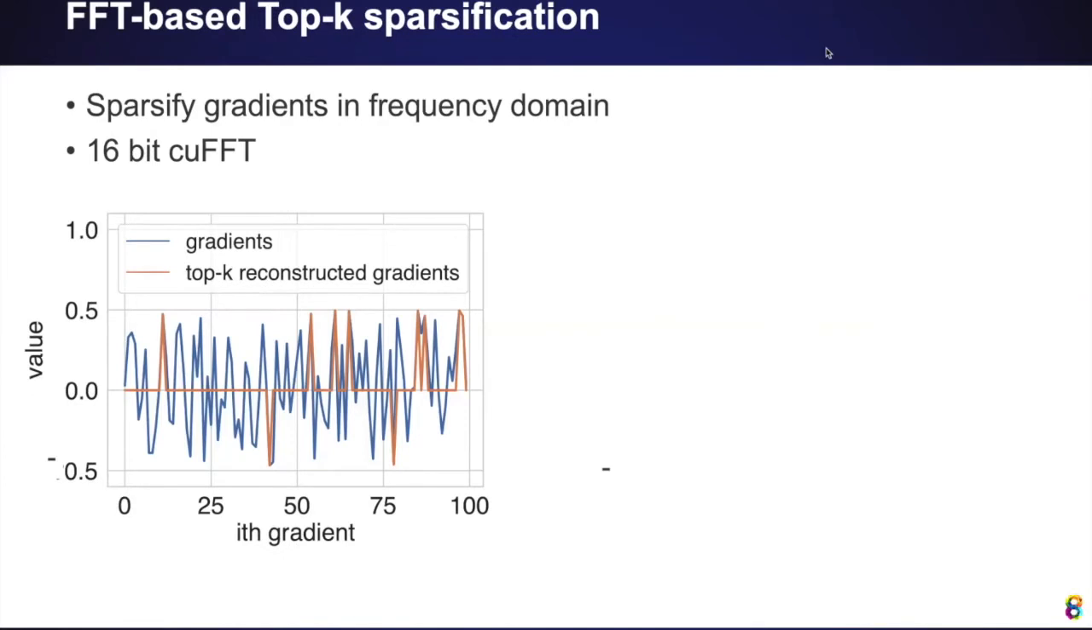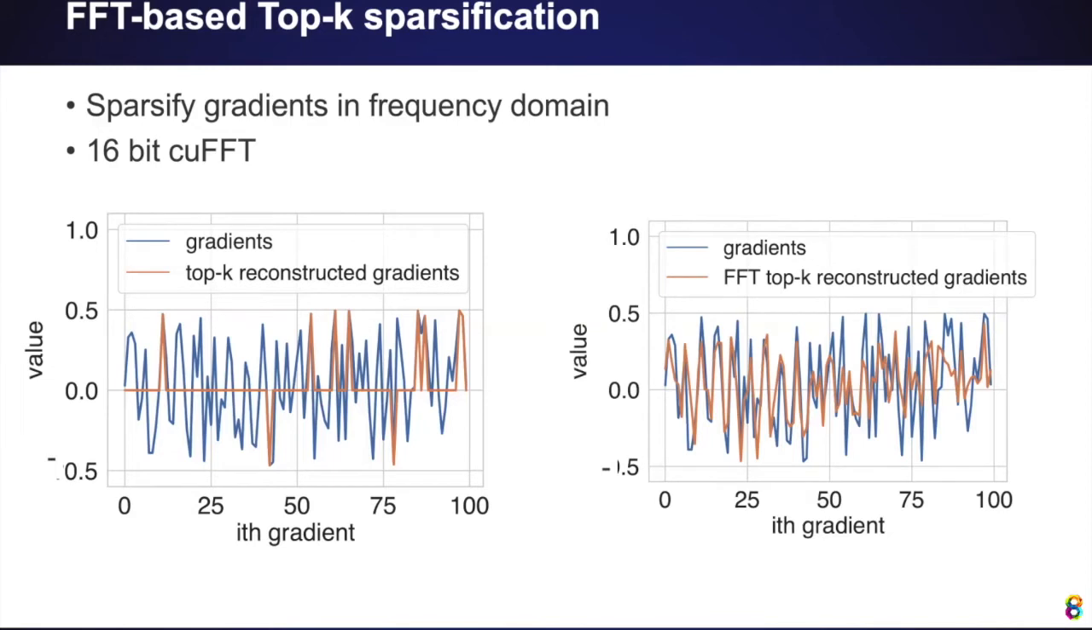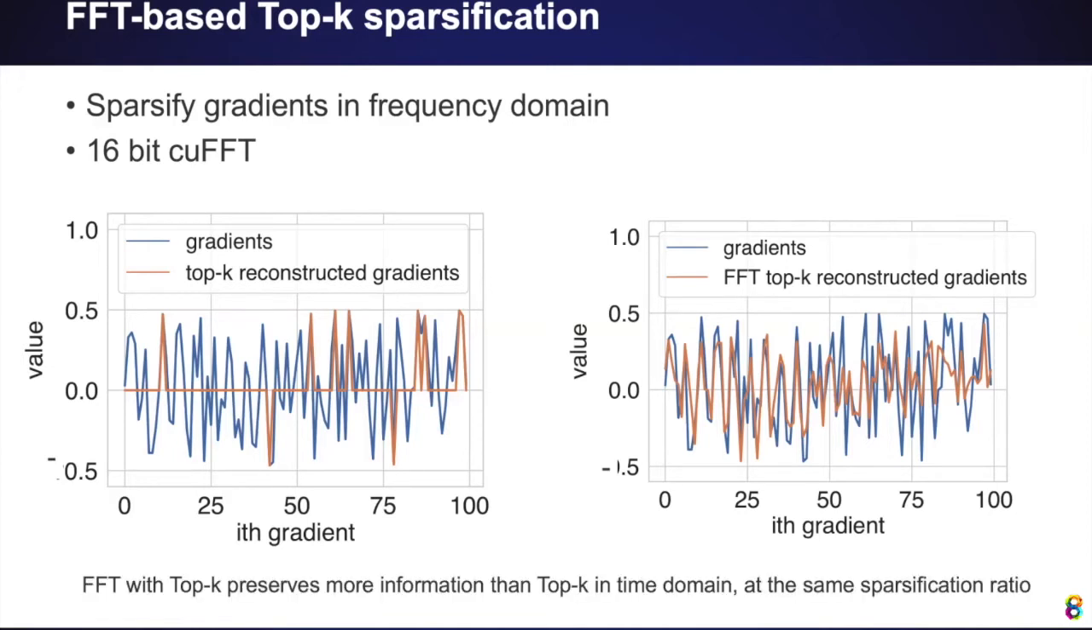However, as seen on the left figure, if reconstructing the gradients after Top-k selection, the result significantly deviates from the original gradients. This motivates us to sparsify gradients in the frequency domain in order to preserve the trend of the original signal even after removing the same amount of information. The right figure presents the reconstructed gradients after FFT with Top-k. It is obvious to see it preserves more information. We used half-precision QFFT to perform FFT operations.